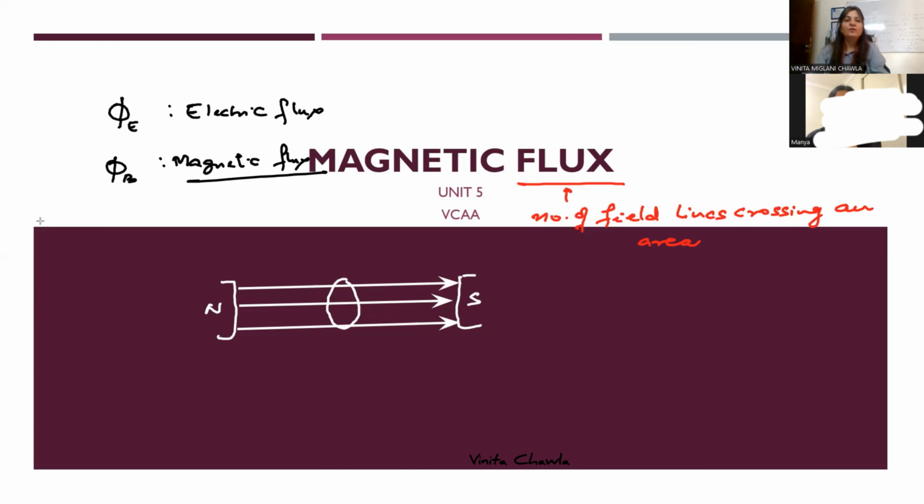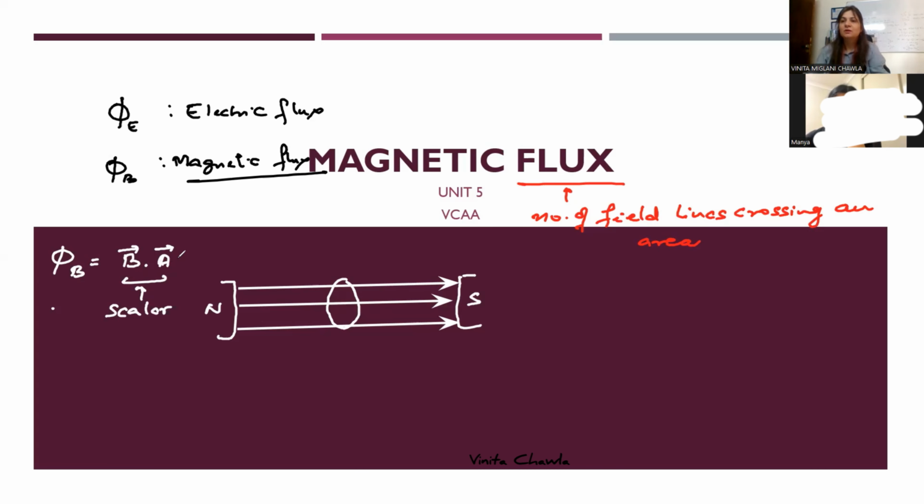Okay. And how do we define it? We write magnetic flux as phi B, and it is the dot product of magnetic field intensity and area vector. Now, what is this area vector? We need to understand. See, first of all, this is a scalar product. And when we take a scalar product, we get a scalar quantity.